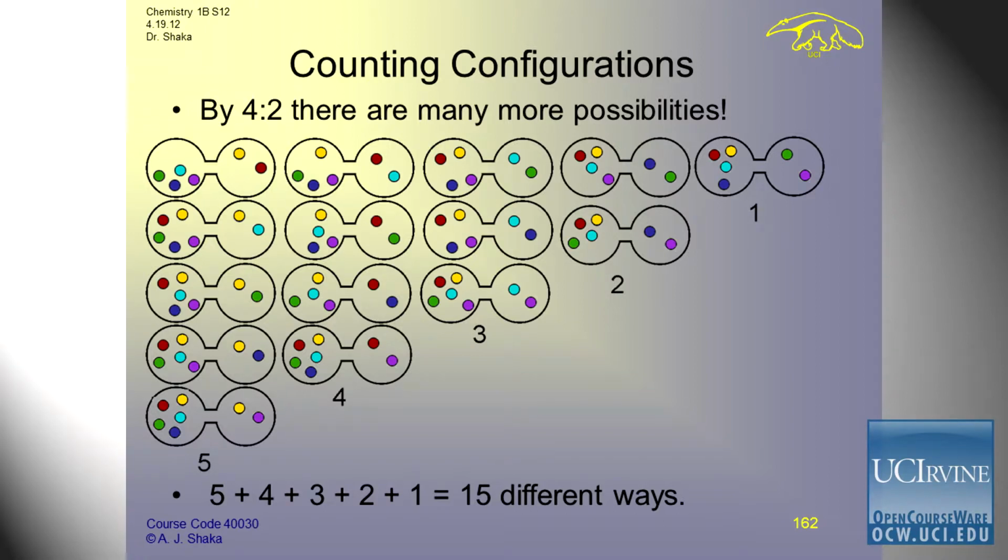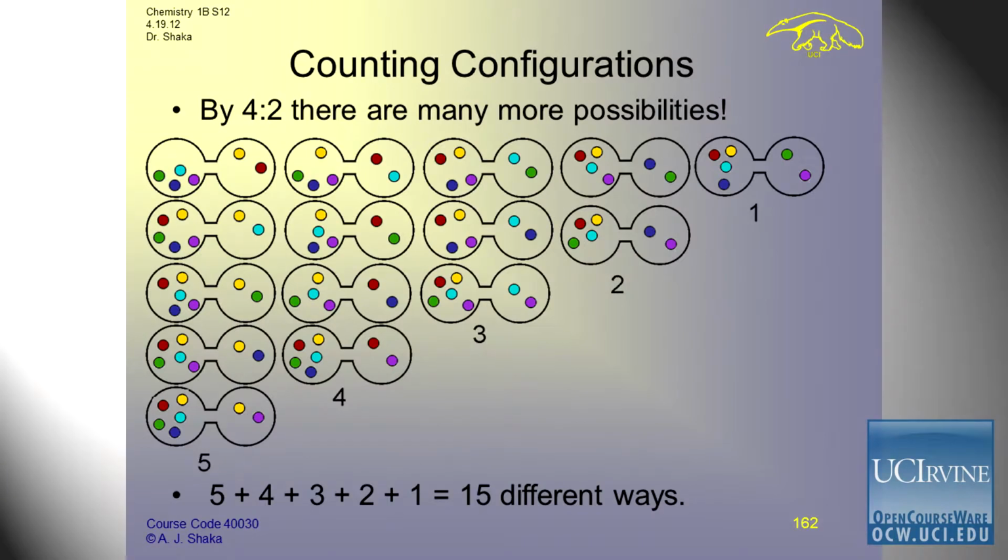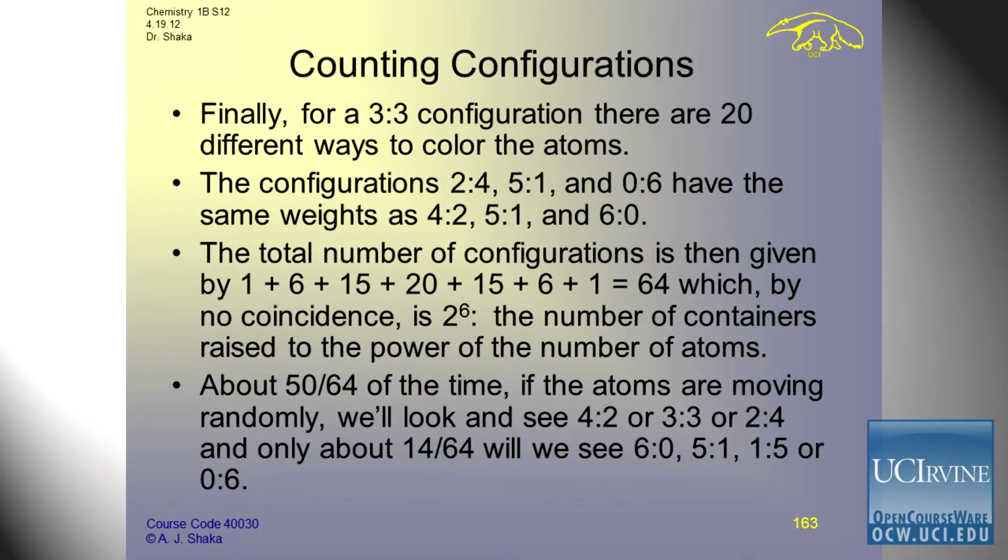Oh, error. I'm glad we redid this. That was not even caught. I'm sure this is why you were all confused. So in any case, ways to put 4 and 2, 15 different ways. And then for the 3 and 3, there are 20. You can do this yourself. When the numbers are small, you can just write out all the different combinations and add them up if you like math. I do. So for that 3 for 3, there are 20 different ways to color the atoms.